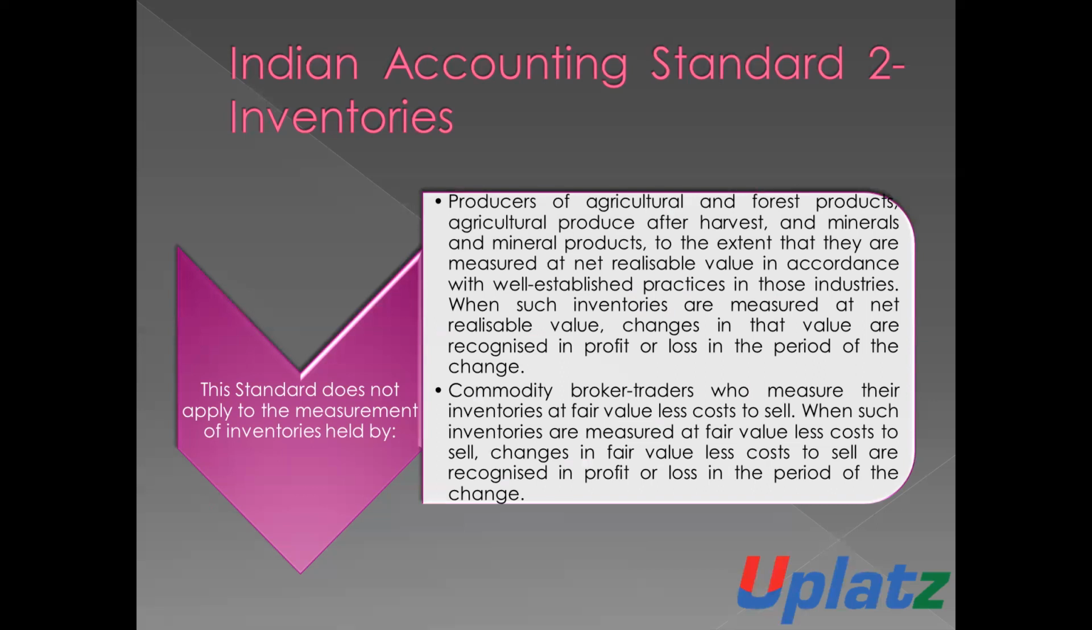The provisions of Ind AS 2 are not applicable in the case of producers of agricultural and forest products, agricultural products after harvest, and mineral products, to the extent that they are measured at net realizable value. When such inventories are measured at net realizable value, then changes in that value are recognized in the statement of profit and loss in the period in which the change is made.